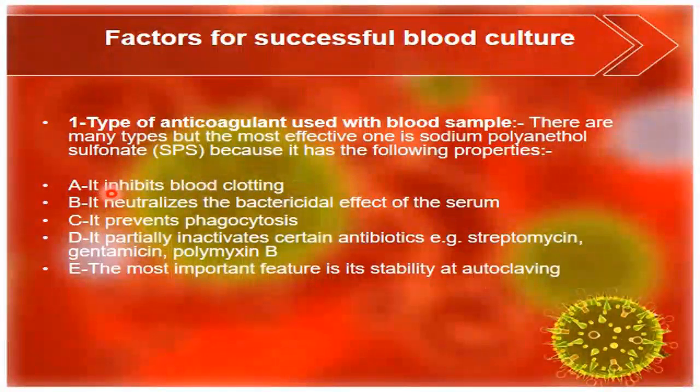First, it inhibits blood clotting. It neutralizes the bactericidal effect of the serum. It prevents phagocytosis. It partially inactivates certain antibiotics like streptomycin, gentamicin, and polymyxin B. And the last one, the most important feature, is its stability at autoclaving. All of these are the suitable factors for SPS to be the most common and successful anticoagulant used in blood culture.